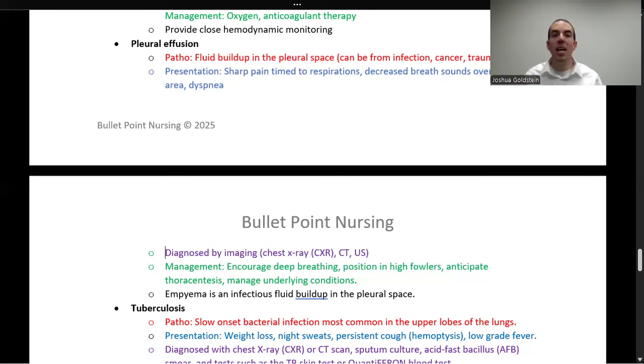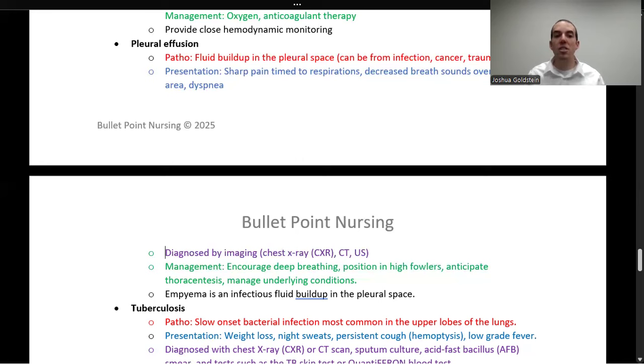An empyema is a type of a pleural effusion. It's an infectious buildup of fluid in the pleural space. Again, the pleural effusion we said is just a buildup of fluid. If it's an infectious fluid, that would be called an empyema. Let's talk about tuberculosis. Fun fact, this is the most prevalent bacterial infection in humans in the entire planet, that more people have tuberculosis than any other bacterial infection.